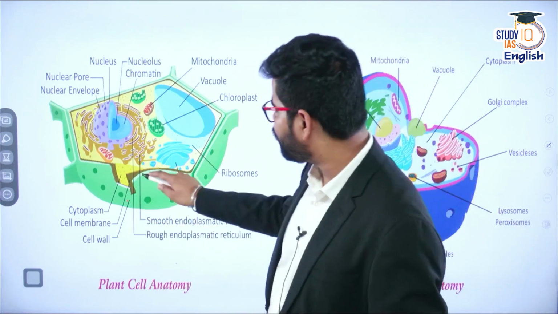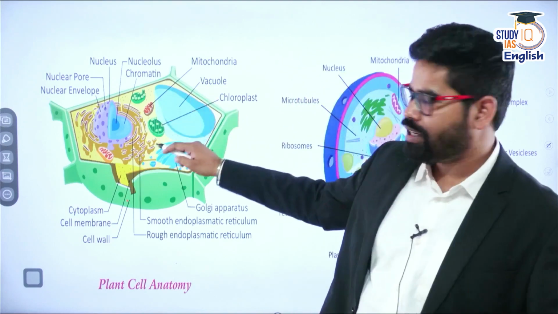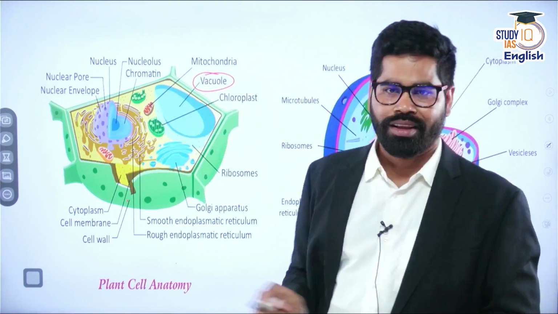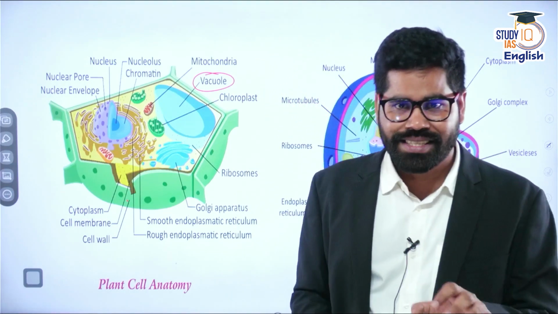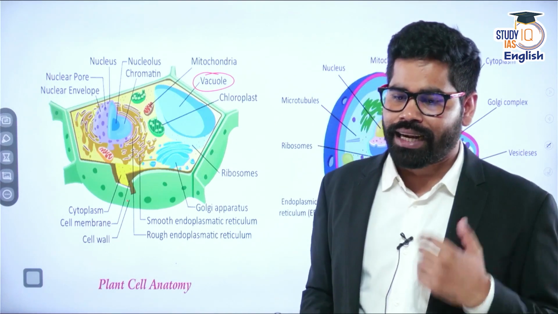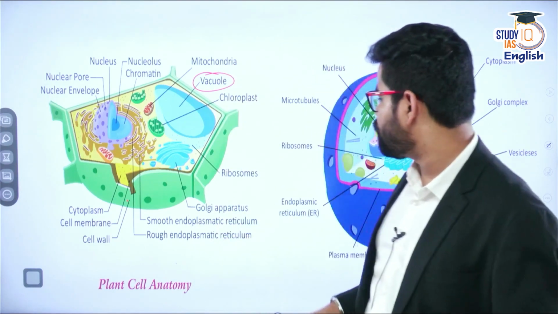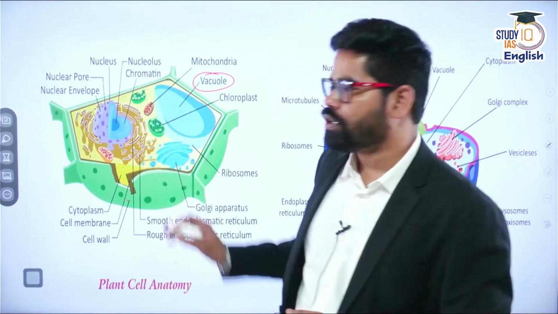Then after we have got the cell membrane. You can see this large structure. This large structure is the vacuole. I was telling you that they occupy a considerable space in the plant cell. At the same time, you can see that there is presence of mitochondria also. There are ribosomes also. So these are the parts of your plant cell.